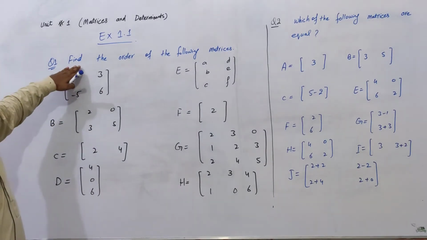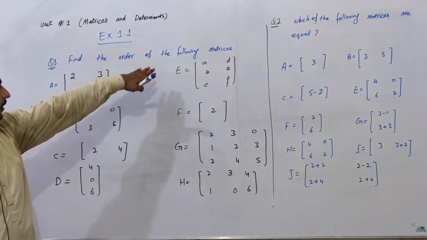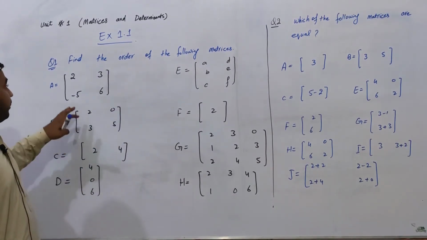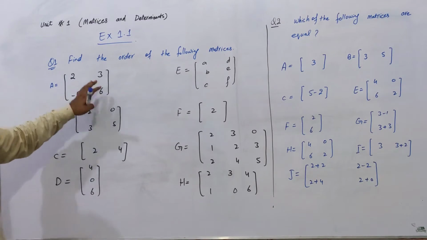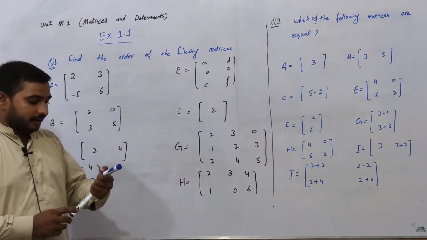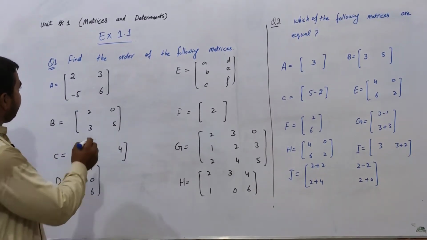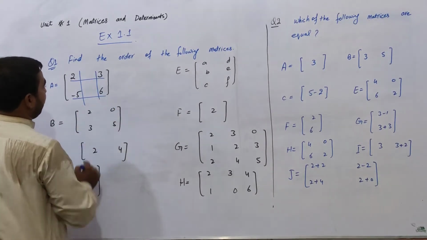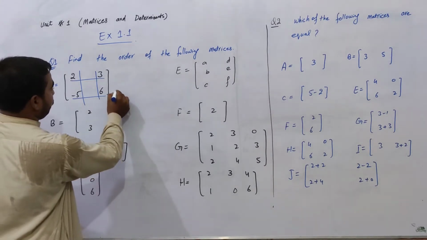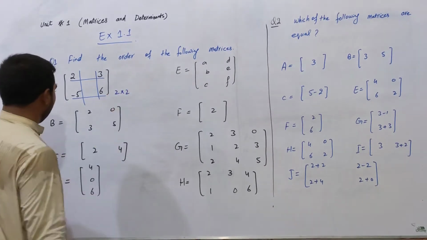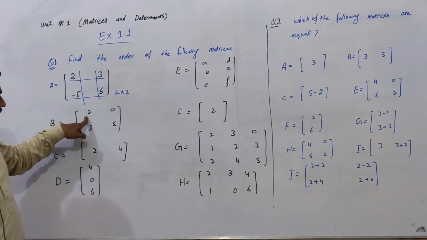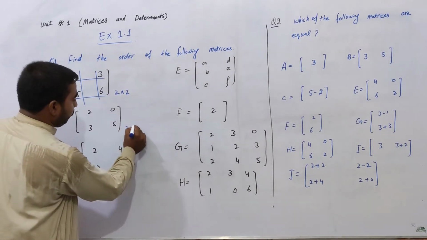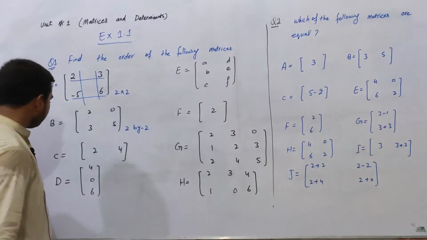The question is given: find the order of the following matrices. Matrices are given, we find the order. The order of a matrix is defined as the number of rows and columns in a matrix. The first matrix A has 2 rows and 2 columns. The order of this matrix is 2 by 2. And B has the same order, 2 rows and 2 columns, we write 2 by 2.